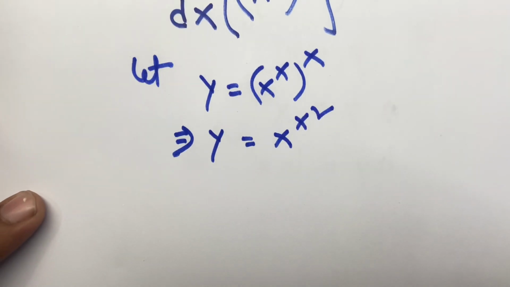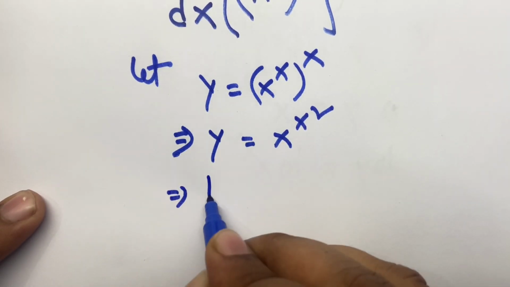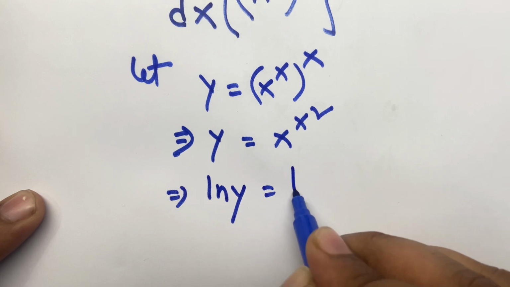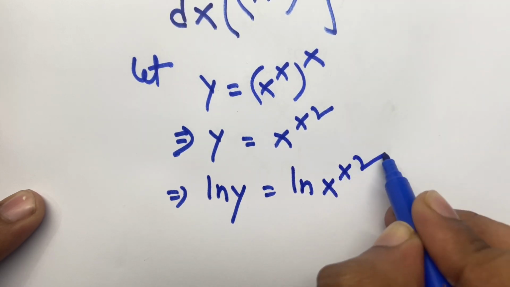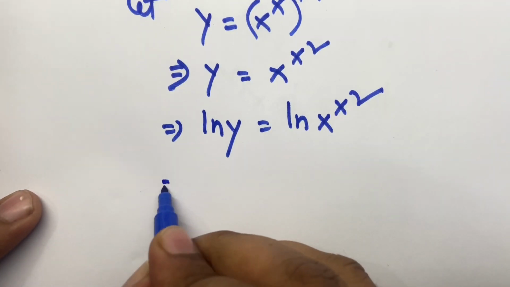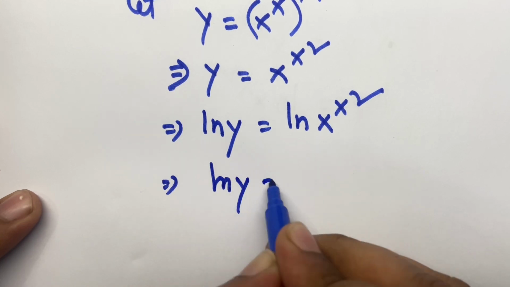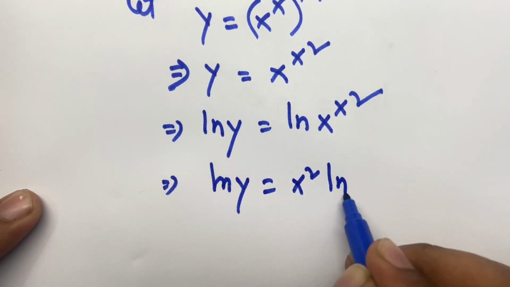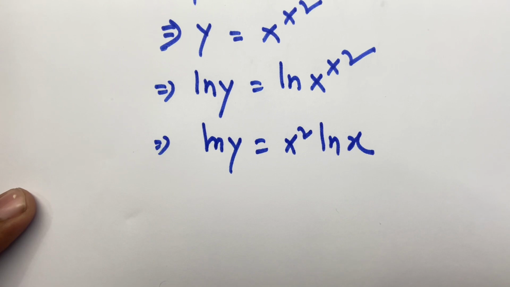Now I use ln on both sides. This time I can say ln y equal to ln x to the power x squared. Now I can say ln y equal to x squared ln x. Now I take the derivative on both sides.